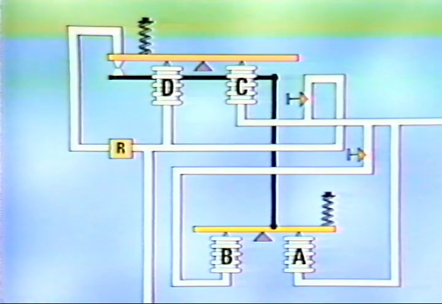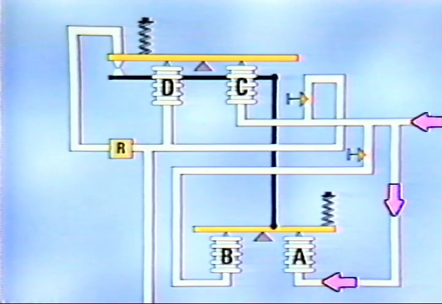Let's go through the 3-mode controller and see how this all fits together. We'll discuss how the controller provides proportional plus reset plus rate action in response to an increase in input. The controller's input is fed to the A bellows and to the C bellows.